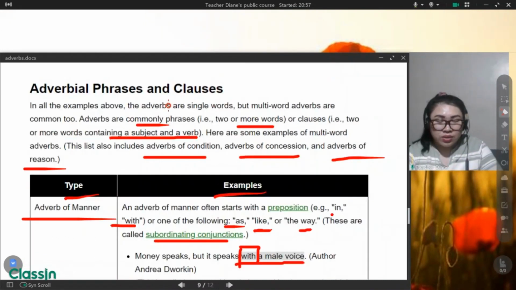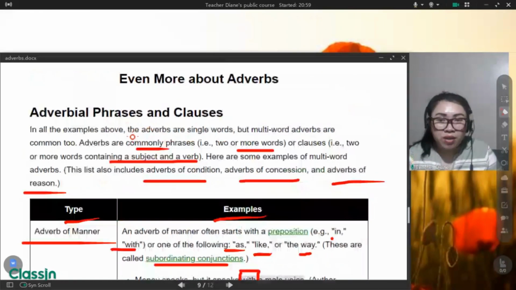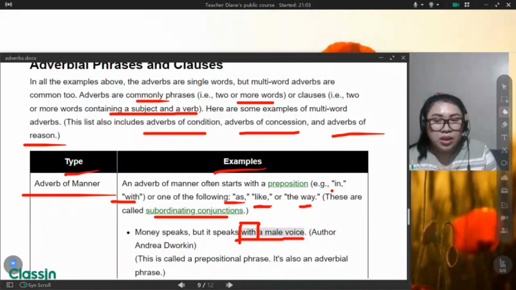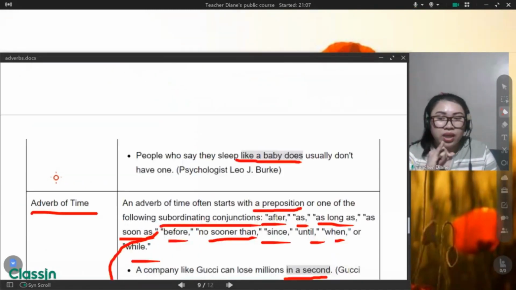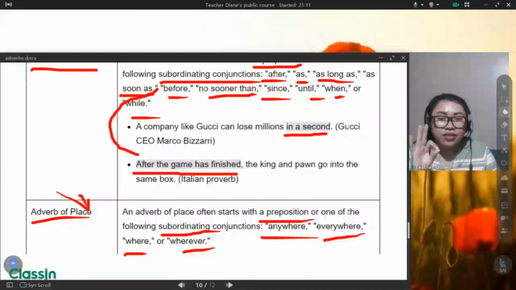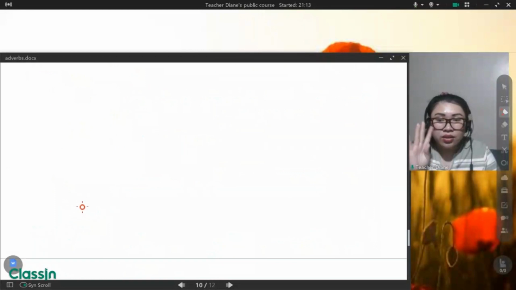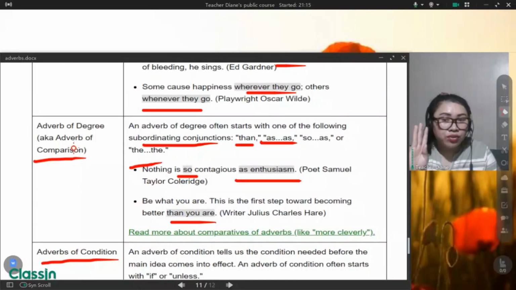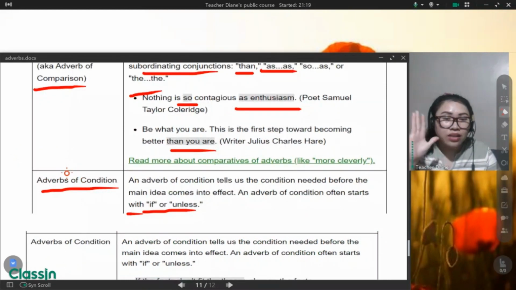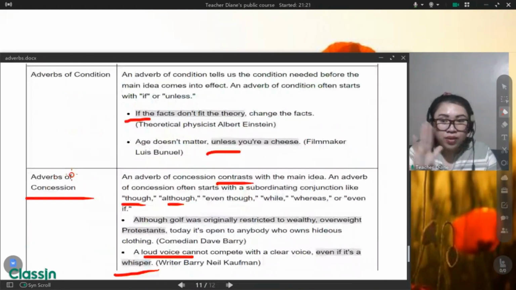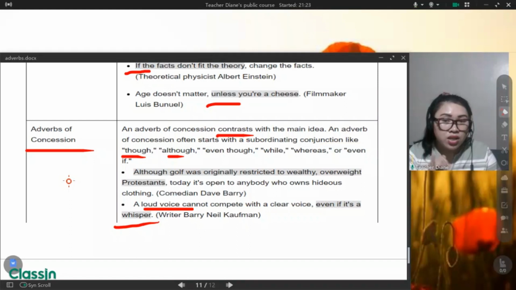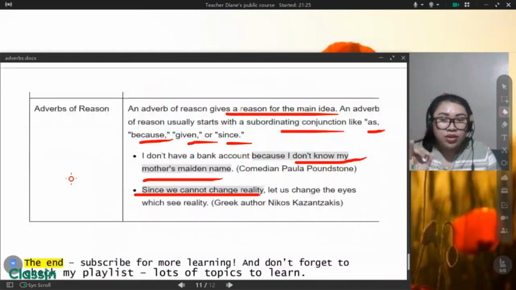Okay, so for the summary, we're going to review adverbial phrases and clauses. We have first, adverbs of manner. Second, adverb of time. Third, adverb of place. Fourth, we have adverb of degree or comparison. Then adverb of condition, adverb of concession, and adverbs of reason.